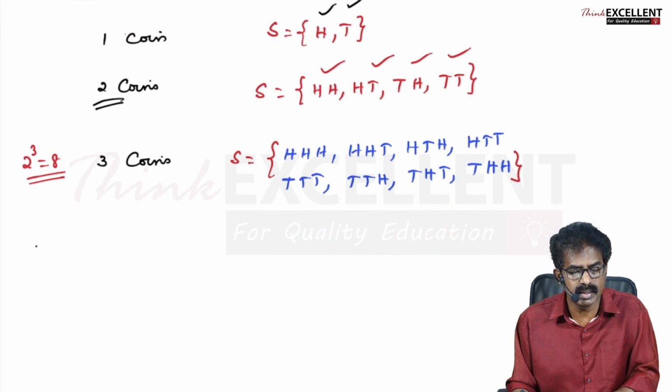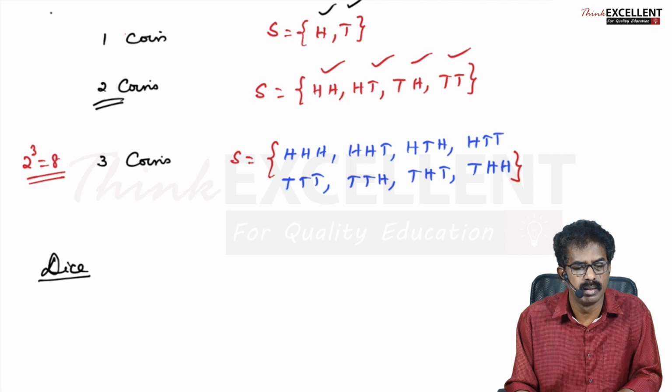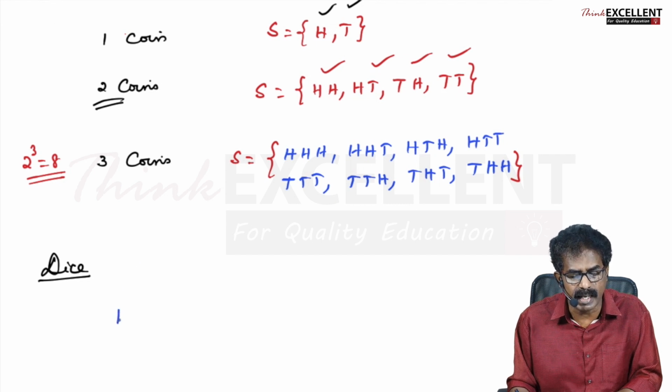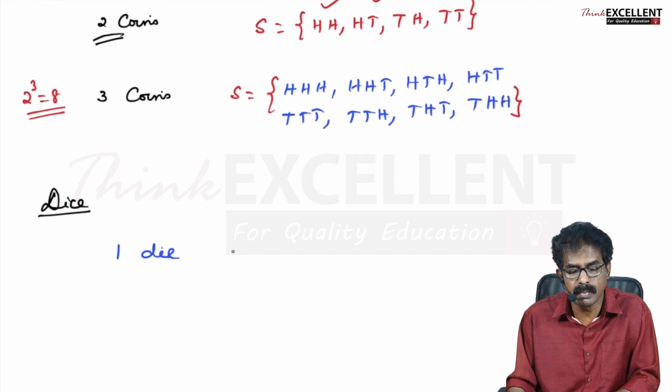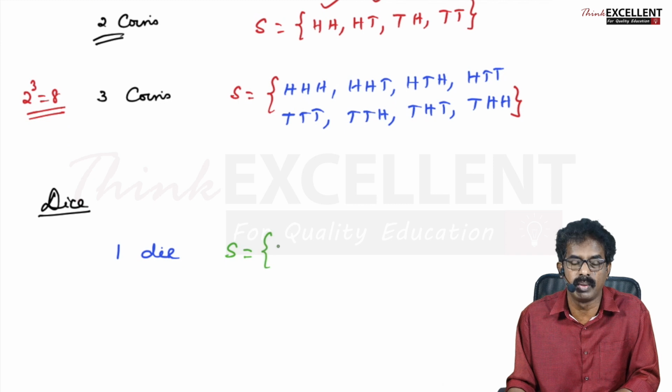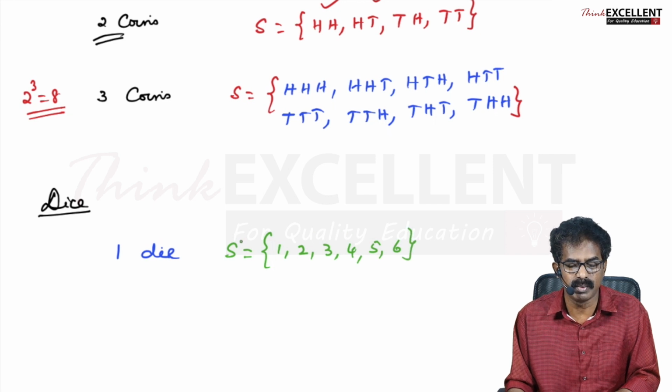Coins. The next one is die. Dice. Suppose you throw one die. When you throw one die, can you say what is the sample space? When you throw one die, you will get 1, 2, 3, 4, 5, 6. You will get any one of these, right? 1, 2, 3, 4, 5, 6.